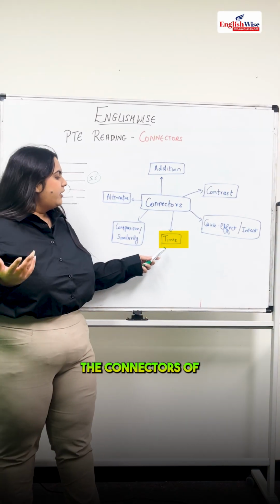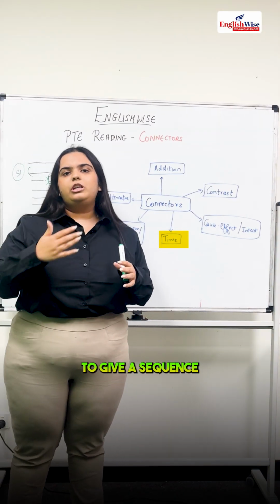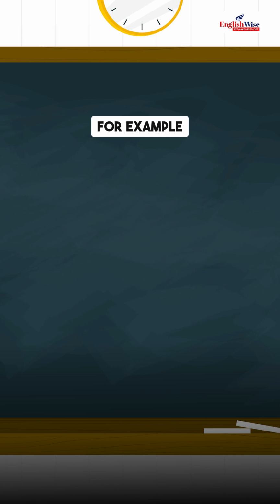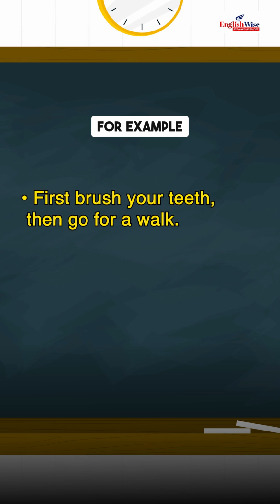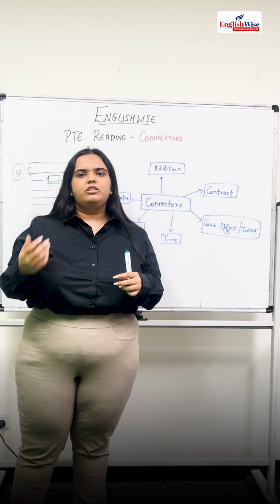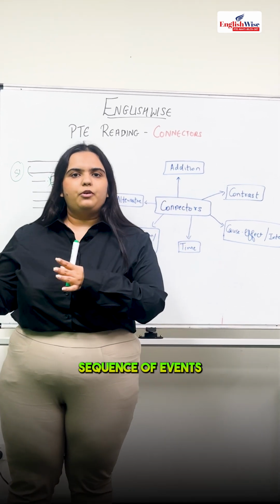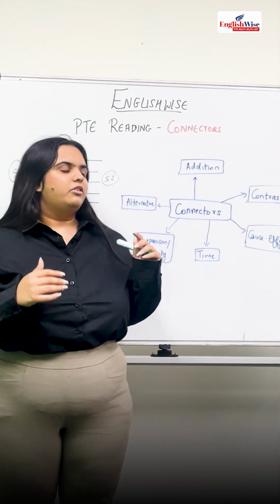Following, you have connectors of time when you want to give a sequence of events like first brush your teeth, then go for a bath. So over here connectors like first and then are used to show the sequence of events between the sentences.